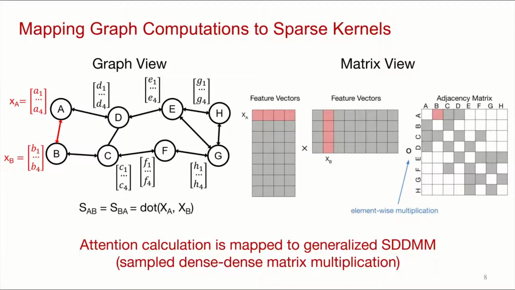Okay, we see that the building blocks of GNN models can be mapped to generalized SPMM and SDDMM. In addition, the gradient calculation of GNN models is also mapped to these two kernels. So these two kernels are important to both the training and inference of GNN.